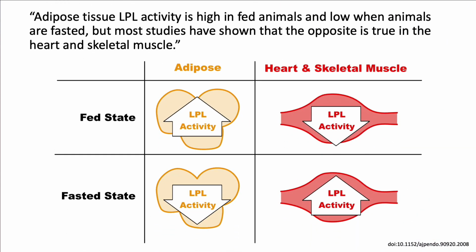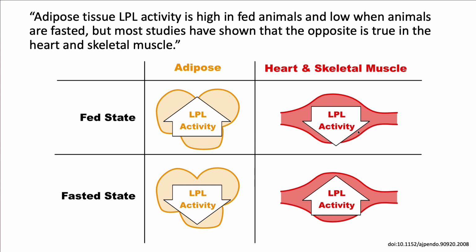From this recent review, for example, adipose tissue LPL activity is high in fed animals and low when animals are fasted. But most studies have shown that the opposite is true in the heart and skeletal muscle. So this makes a lot of sense. In the fed state, lipoprotein lipase activity is going up. It's storage time. We're going to store a lot of the fat. But interestingly, it's not universal. This doesn't apply to the heart and skeletal muscle.